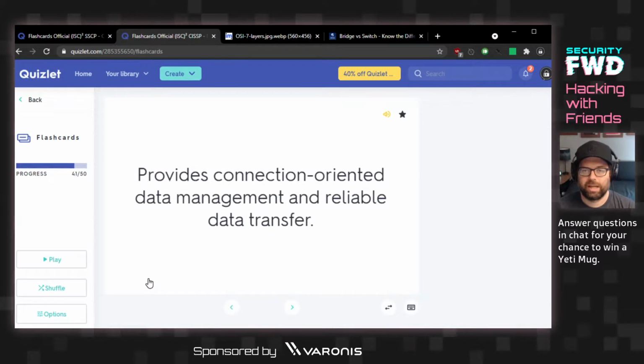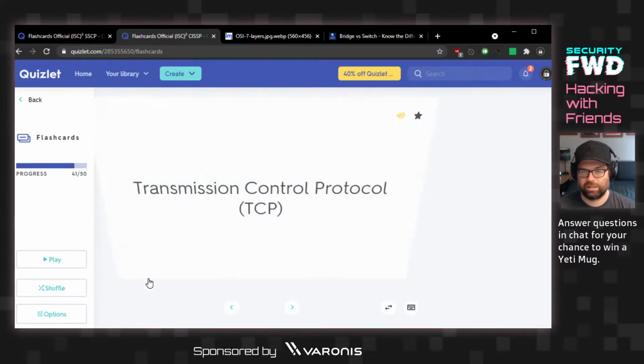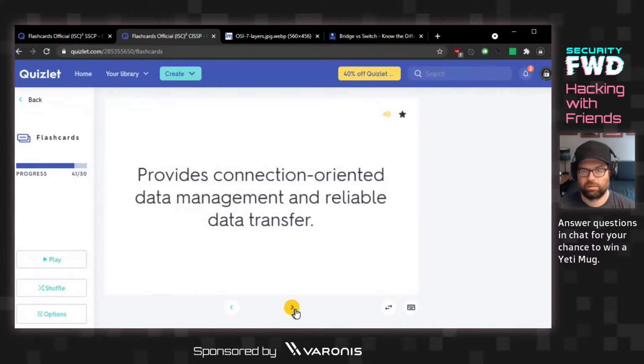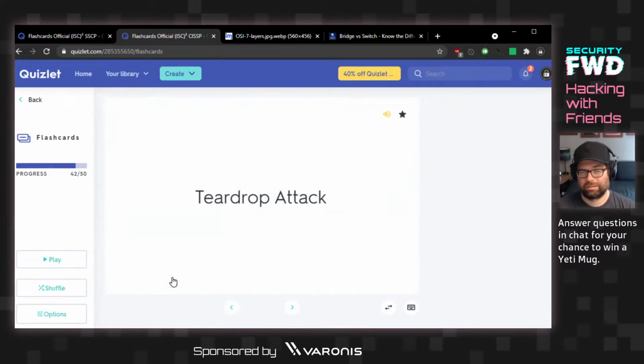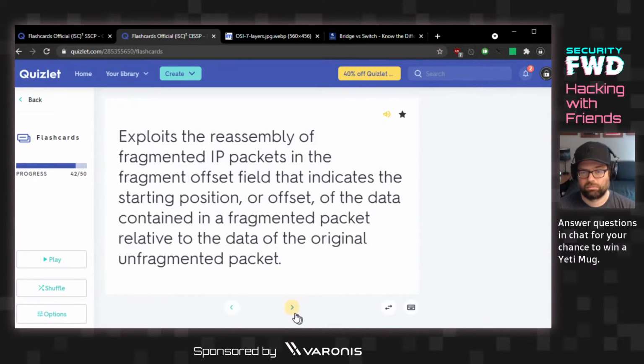All right. Provides connection-oriented data management and reliable data transfer. I think this is TCP. Yeah, transmission control. Exploits the reassembly of fragmented IP packets in the fragment offset field that indicates the starting position or offset of the data contained in a fragmented packet relative to the data of the original unfragmented. Teardrop attack. Okay.